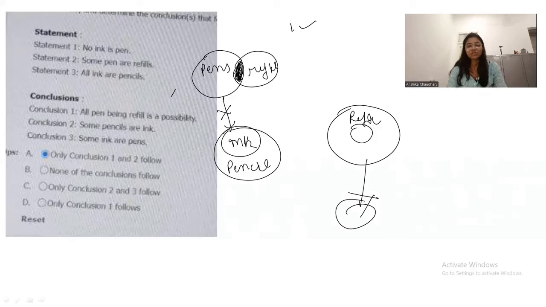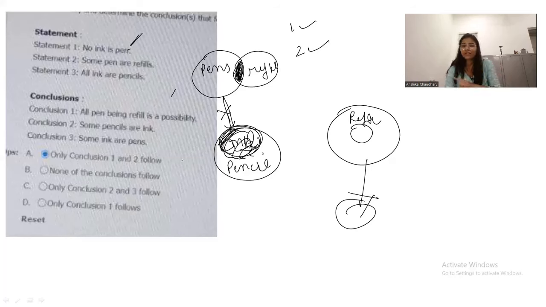Now come on to conclusion two. Some pencils are ink. From here we can see that some pencils are ink, like these pencils are ink too. So conclusion two also follows. Now the third conclusion is some ink are pens. We have already said that no ink is pen. Then how can we say some ink can be pen? So this conclusion is false. It does not follow. So only conclusions one and two follow.